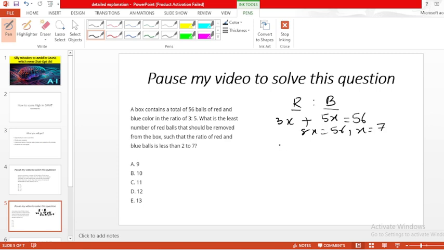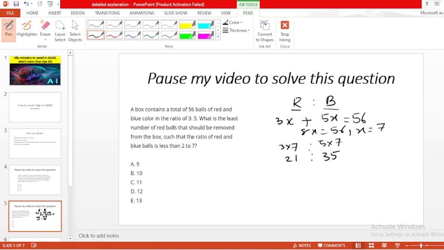So how many red and blue balls were there? 3 into 7, and this was 5 into 7. Up to this point, most of you must have worked it out. 21 and 35 were the red and blue balls. Fine. So now what happens?